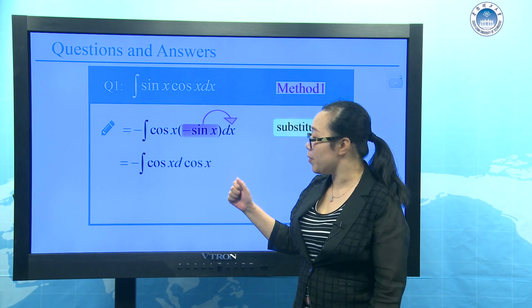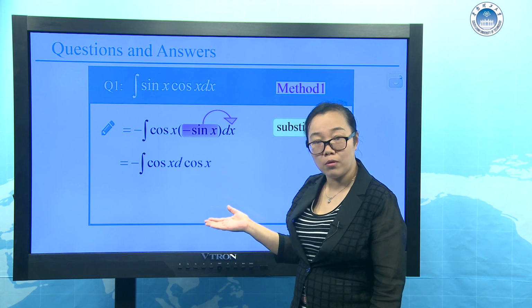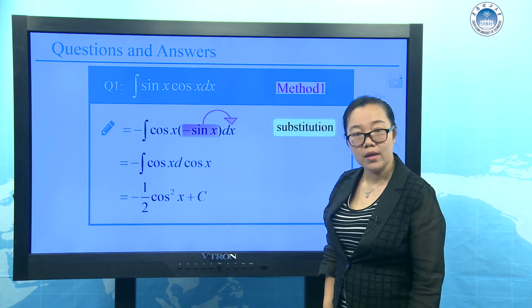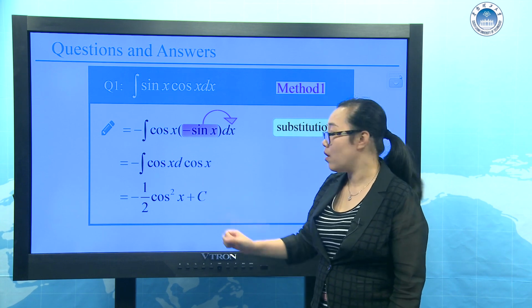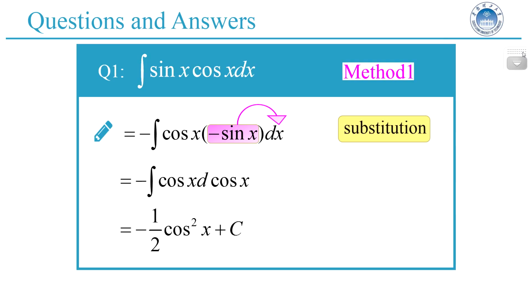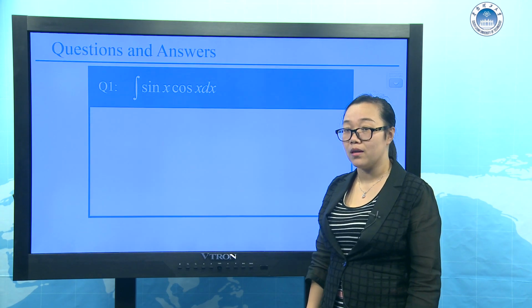So this form becomes minus u du. We know the corresponding antiderivative is minus half u squared, which means minus half cosine x squared plus C. C means any real number. This is our method 1. Do you have some other idea about this question? Yes, we have another idea.